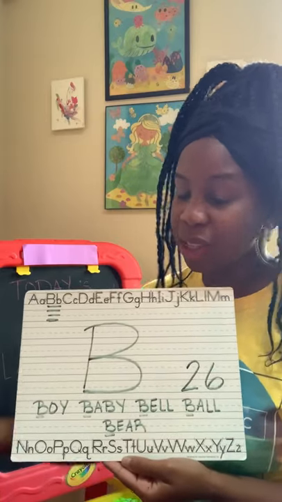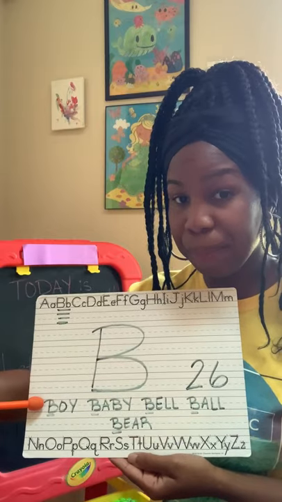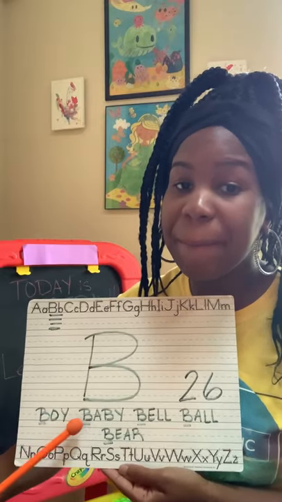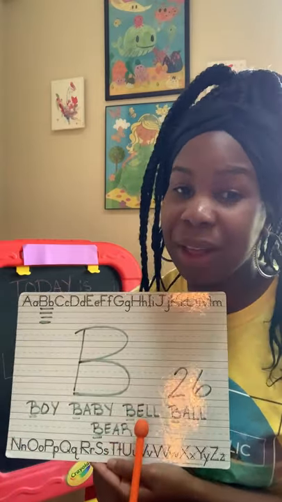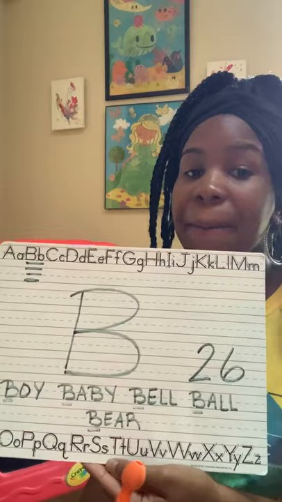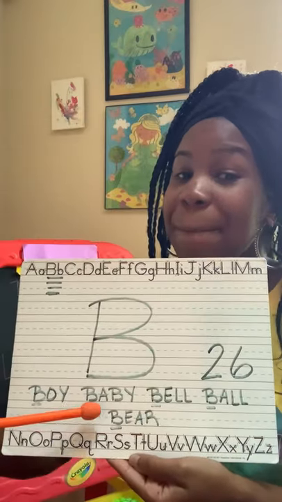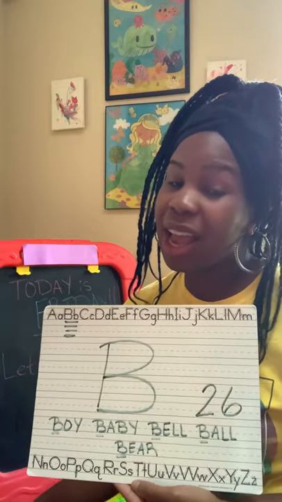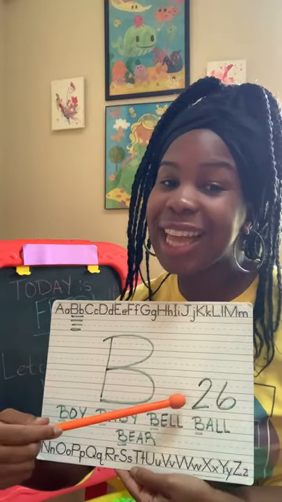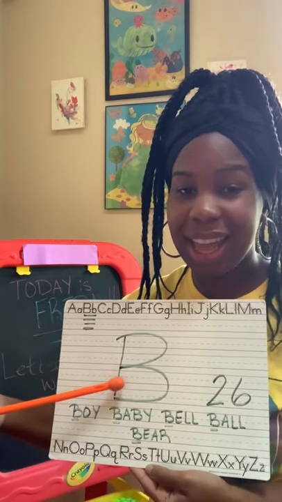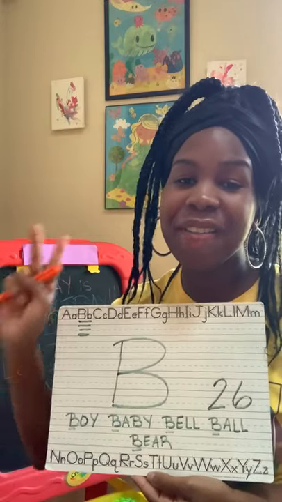Good job. So again, we have boy, B, B, Boy. Baby, B, B, Baby. Bell, B, B, Bell. And ball, B, B, Ball. And bear, B, B, Bear. Good job, you guys. So again, we have 26 letters in the alphabet, and the letter B is the second letter of the alphabet.